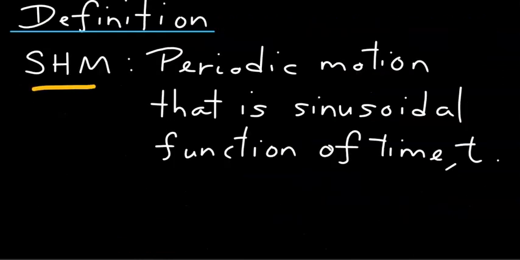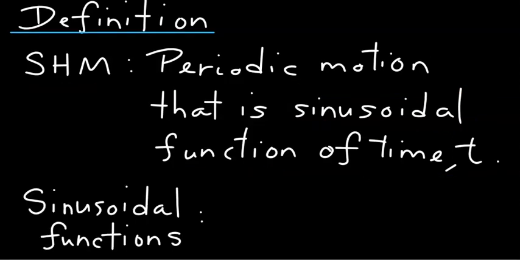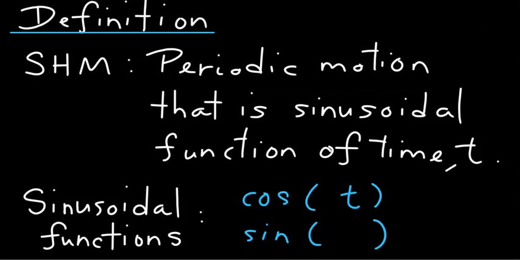Simple harmonic motion is defined as periodic motion that is a sinusoidal function of time t. There are two sinusoidal functions that we usually use here. The first one is the cosine function of time, and the other is the sine function of time. So these are the trigonometrical cosine and sine functions.